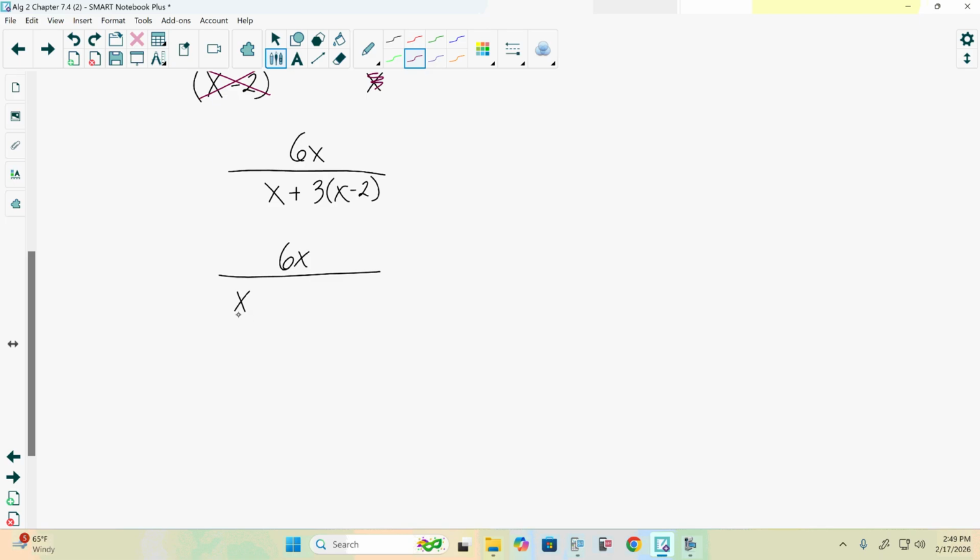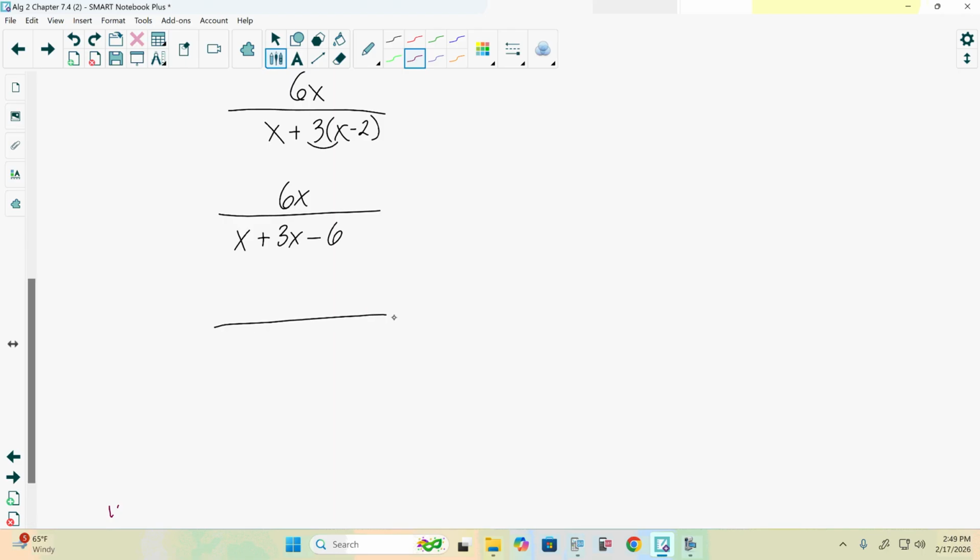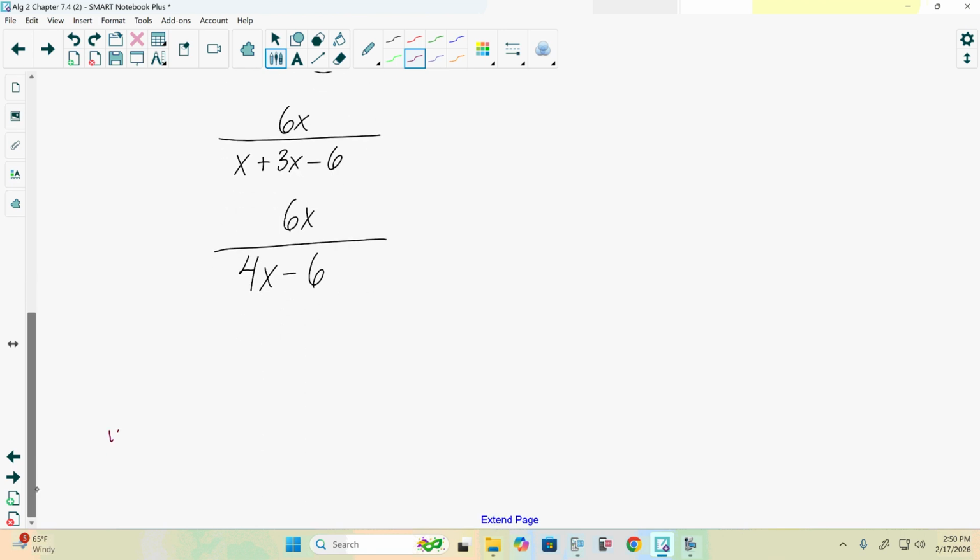Fractions being added on bottom, there's a good chance I'm going to have to combine like terms. So we might need to multiply out just to make sure. 3 times x is going to be plus 3x. 3 times negative 2 is negative 6. X plus 3x is 4x. So we have 6x over 4x minus 6. And we can be done as long as nothing simplifies on top and bottom.